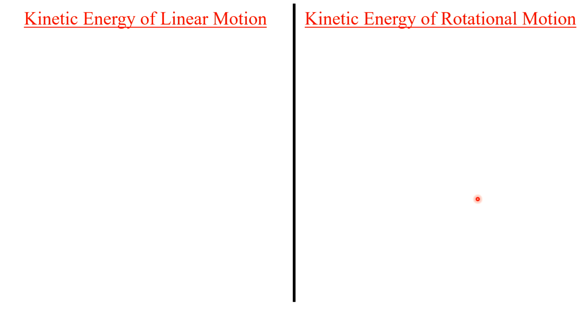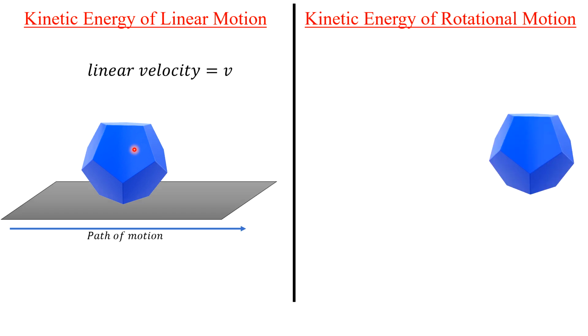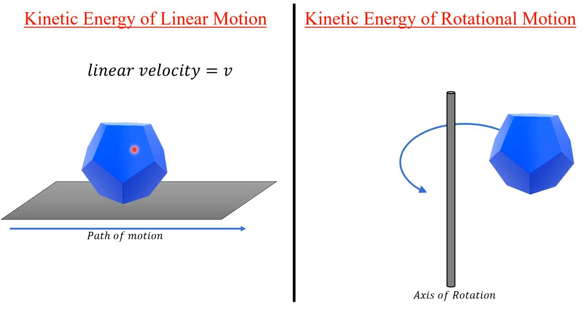What is the relation there? So we will give this relation by using kinetic energy. So here we will compare kinetic energy for linear motion as well as rotational motion. So suppose in linear motion we have this body which is moving along this path with a linear velocity v, and in rotational motion we will assume that this body is rotating about the axis with angular velocity omega. So here we know the relation between linear and angular velocity. v is equal to r omega, where r is the distance of the body from axis of rotation.